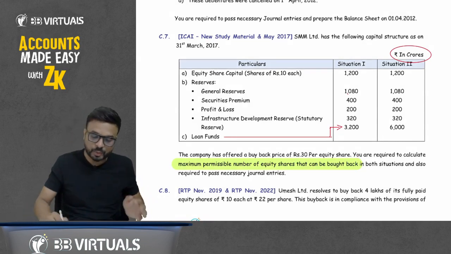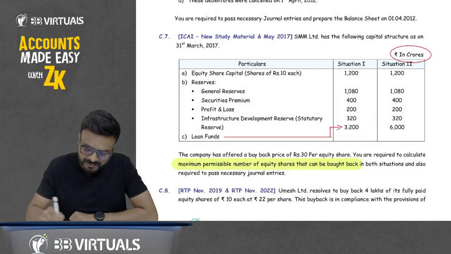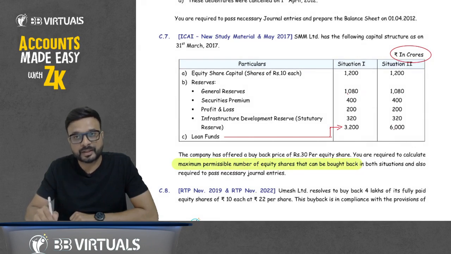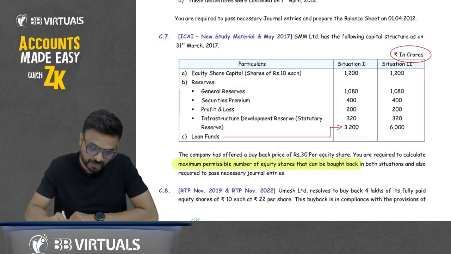There are two situations here. All figures are the same except this loan fund. Loan fund is debt. Here it is 3200, and in situation 2 it is 6000. Otherwise all figures are the same under both situations: 1200, 1080, 400, then 200, 320. So first we have to do the calculation.